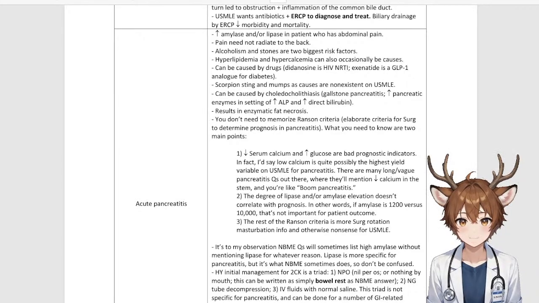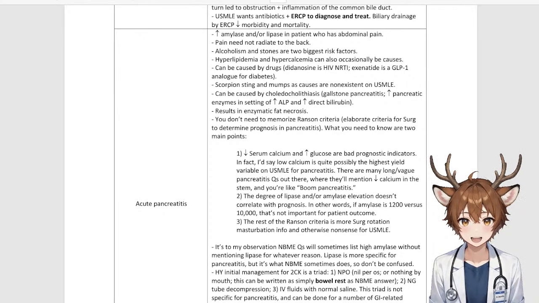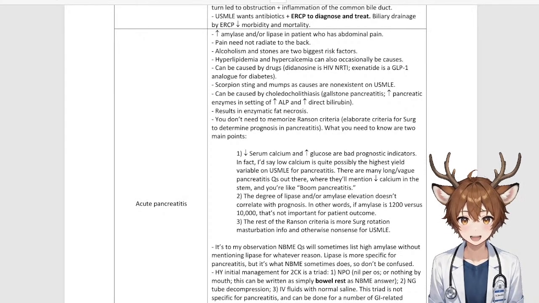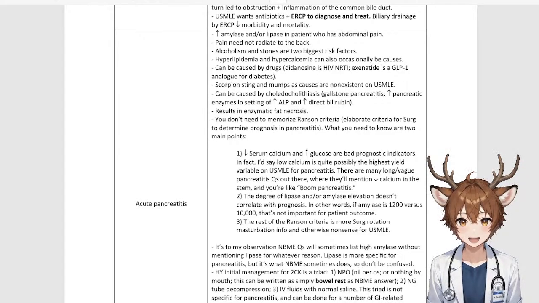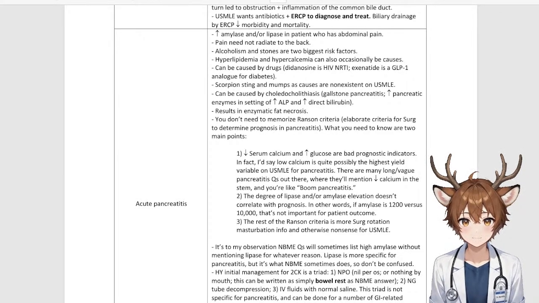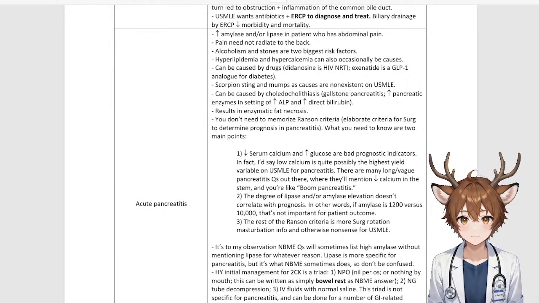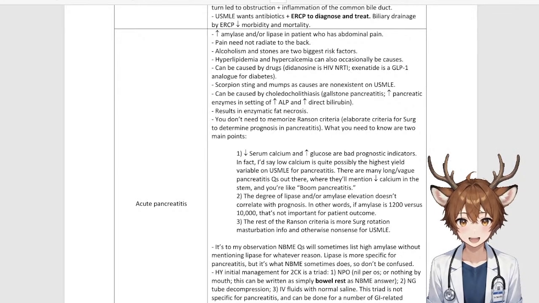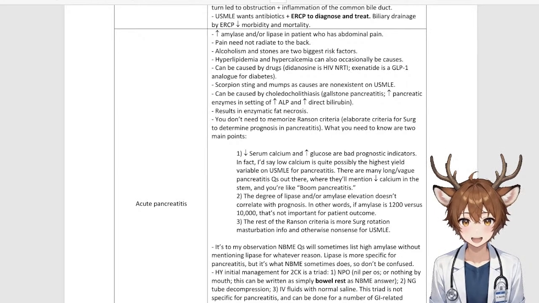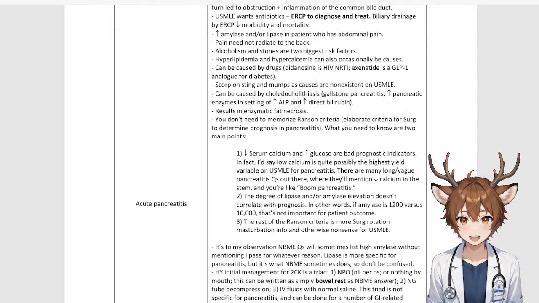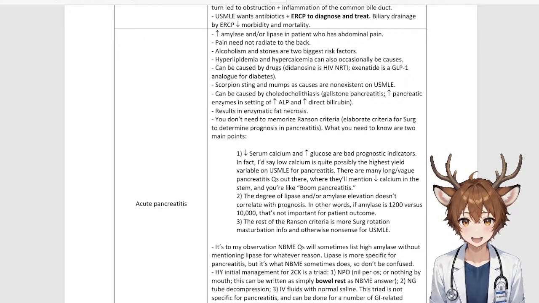Okay, we're back. Let's talk about acute pancreatitis. Increase in amylase and/or lipase in a patient who has abdominal pain. Pain need not radiate to the back. Alcoholism and stones are the two biggest risk factors. Hyperlipidemia and hypercalcemia can also occasionally be causes.